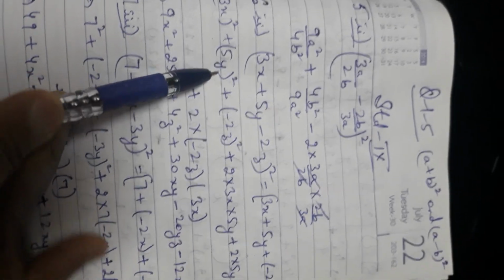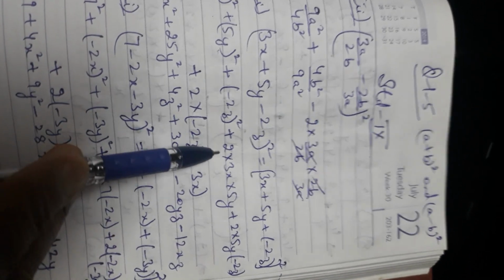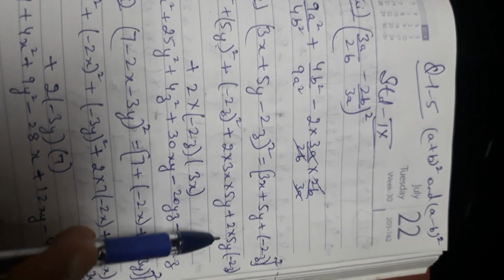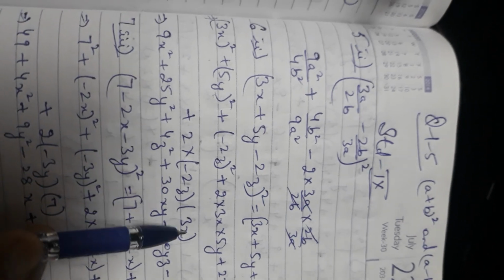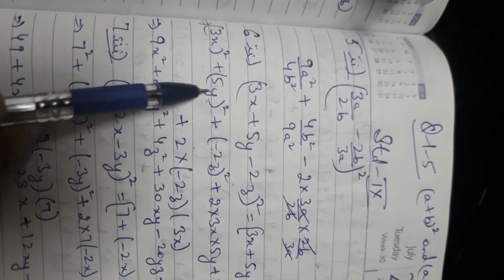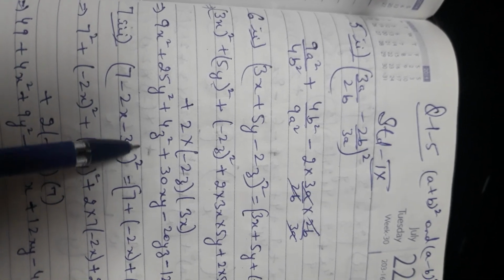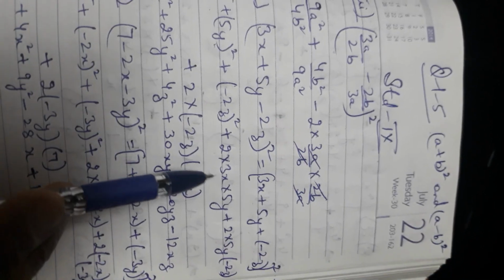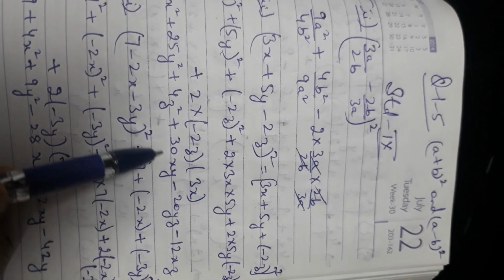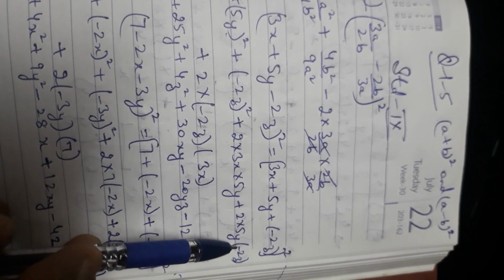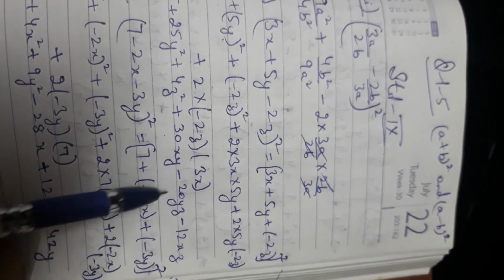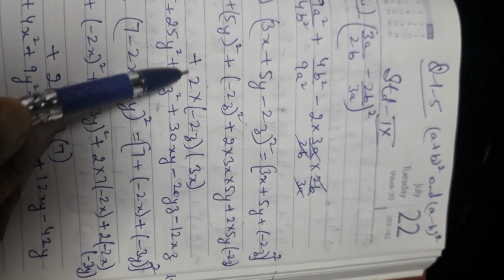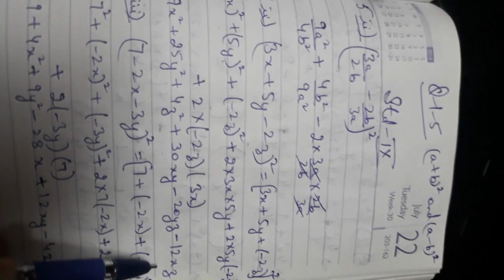So when we open the whole square, that gives you a square plus b square plus c square plus 2 into first term into second term plus 2 into second term into third term plus 2 into this into this. After that, the squares: 9x square, 25y square, 4z square. Square terms are always positive, and this gives you 6 into 5, 30xy, and here this gives you minus 20yz, and here again minus plus minus minus 12xz.